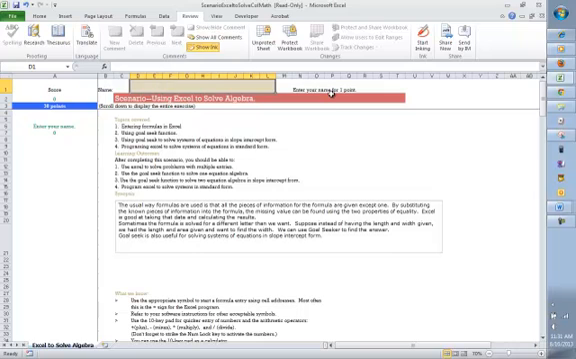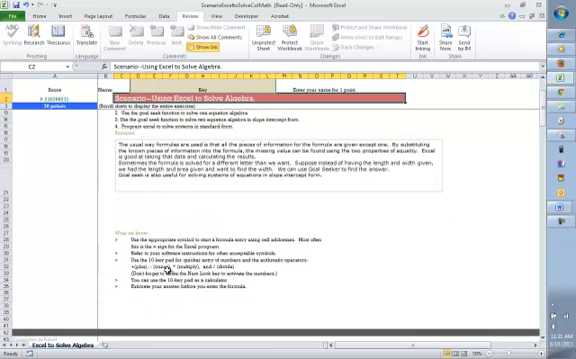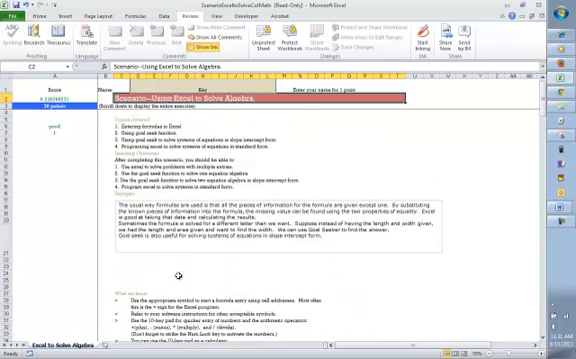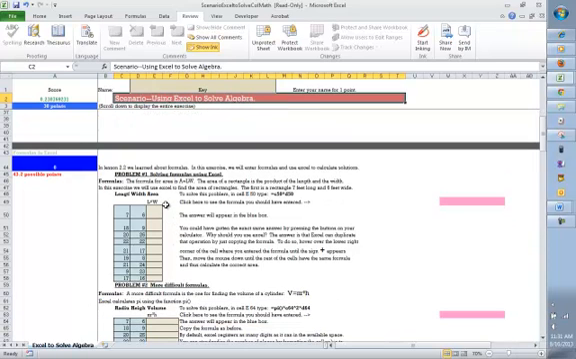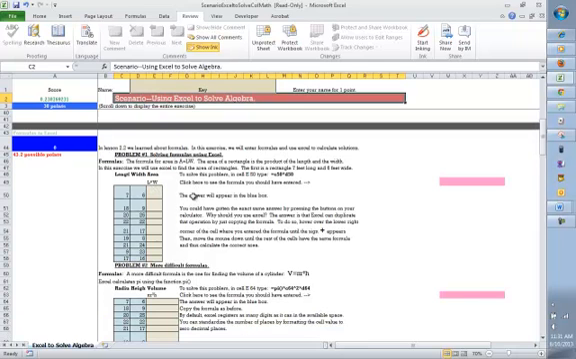Okay, so we put the key in there, and then, here we go. In lesson 2.2, we learned about formulas. In this exercise, we will enter formulas and use Excel to calculate them.